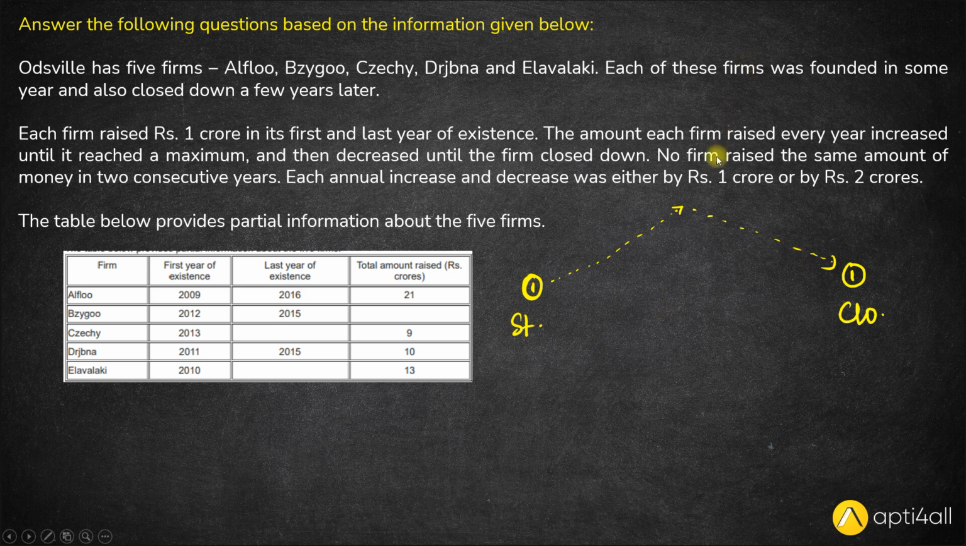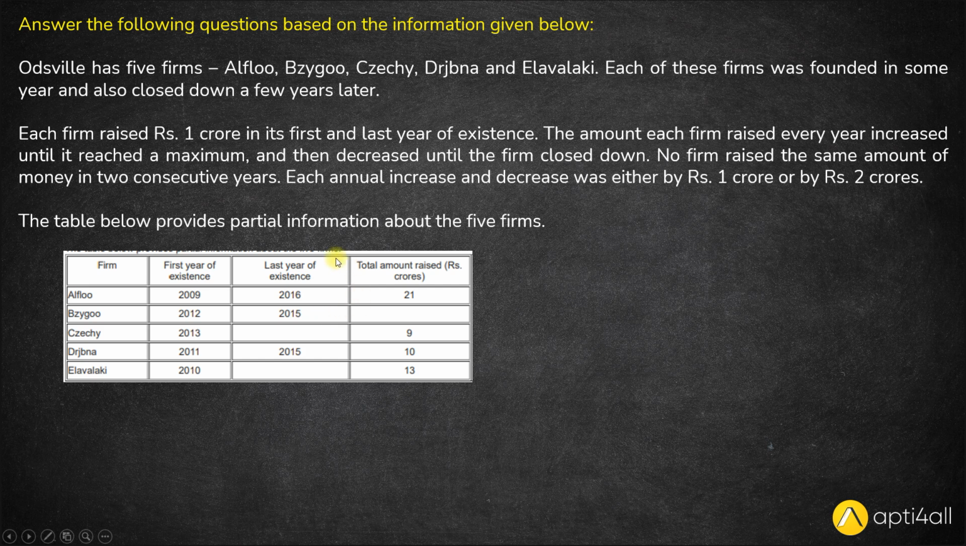Okay. Now, no firm raised the same amount of money in 2 consecutive years. Each annual increase or decrease was either by 1 crore or by 2 crore rupees, and the table below provides partial information about the firms. So the information is that firm A started in 2009 and ended in 2016. Firm B started in 12, ended in 15, and so on.